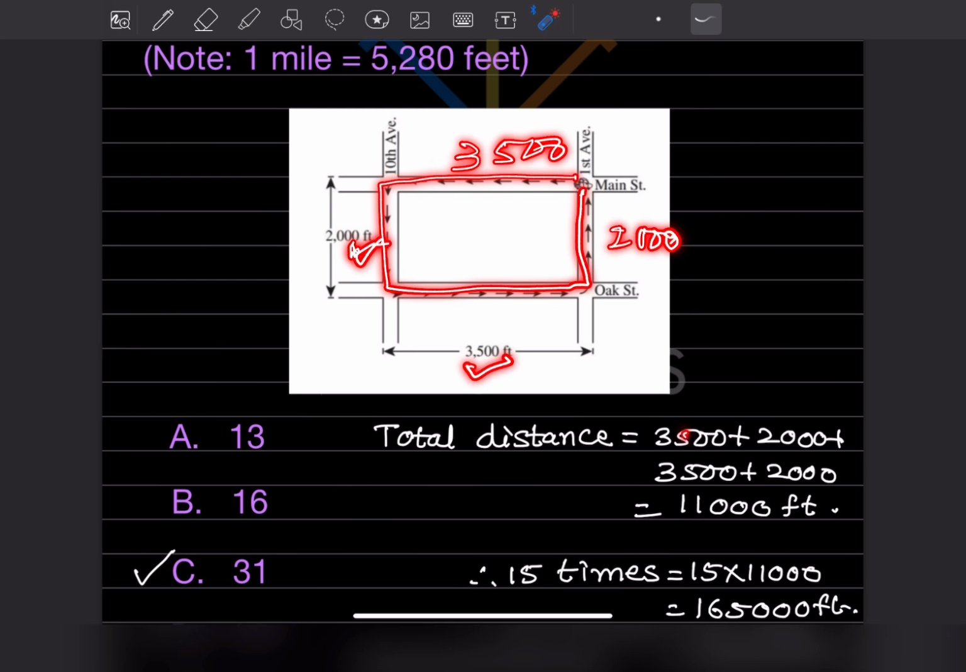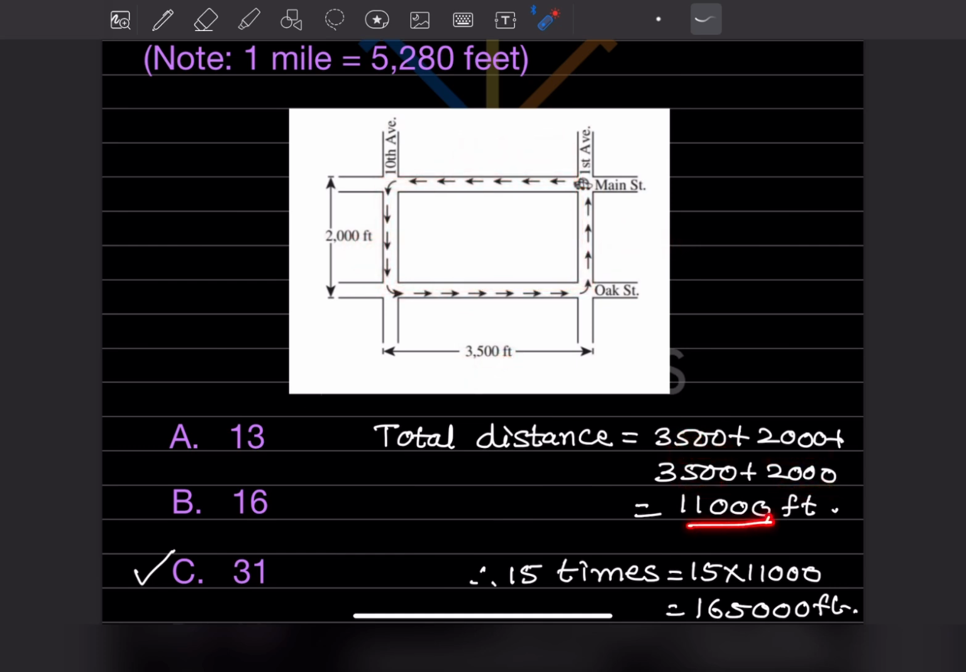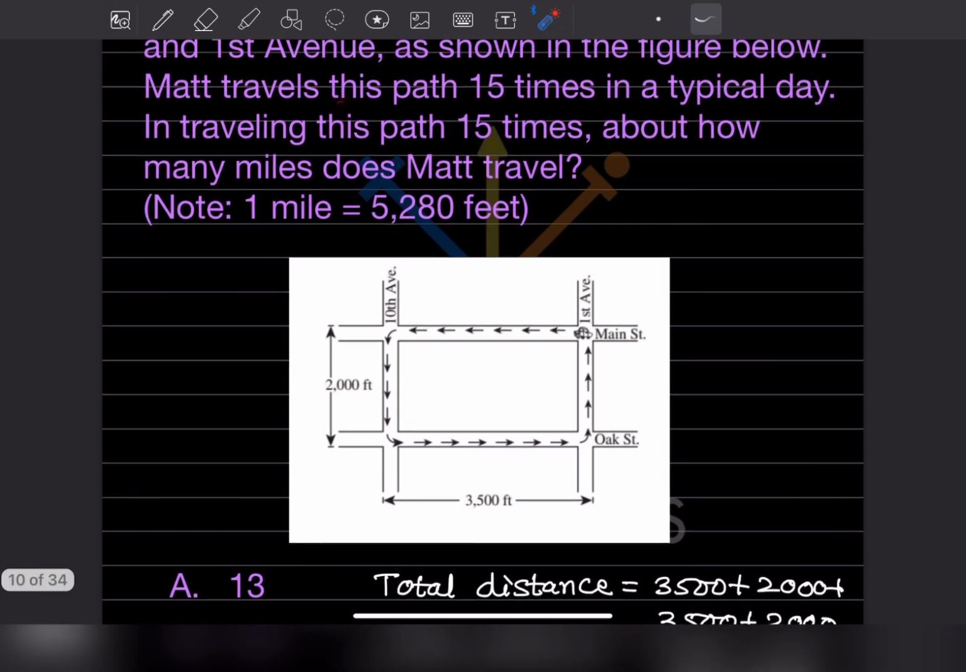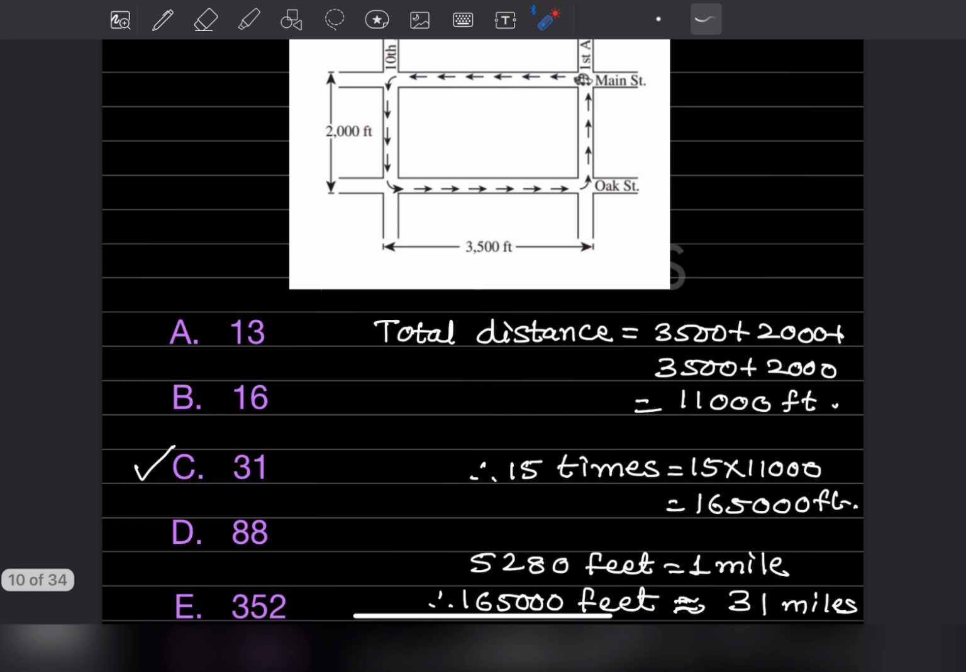So now what will you do here? We can find the total distance for the first round. That will be 3,500 plus 2,000 plus 3,500 plus 2,000. That is going to be 11,000 feet. So now what did they say? He travels this path 15 times. So if he's doing this one 15 times, it's going to be 15 into this 11,000.